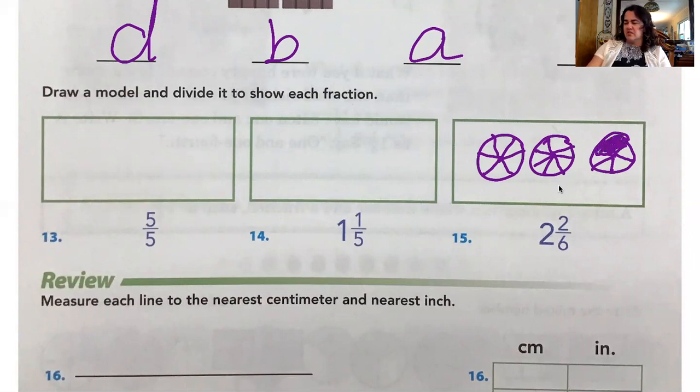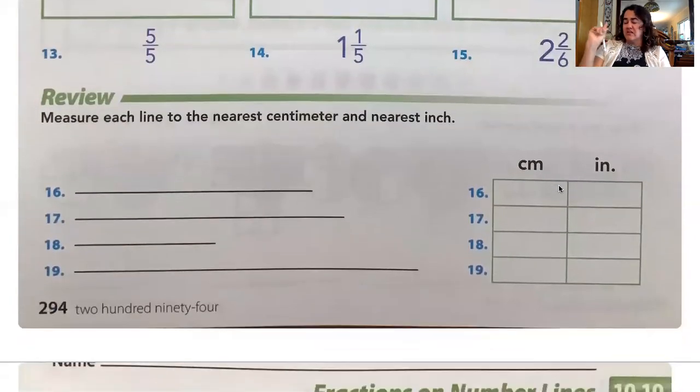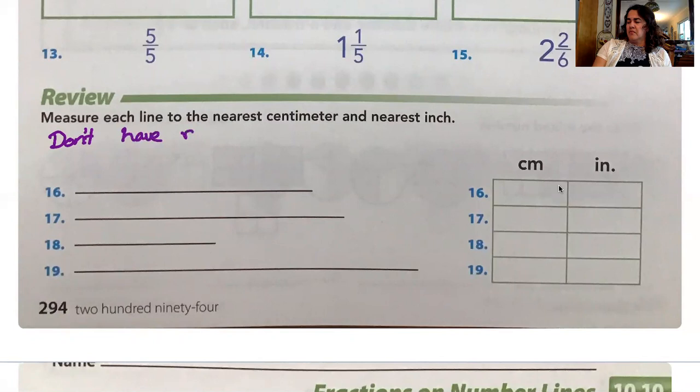Okay, so do the best you can on your drawings. And then I want you to measure each line to the nearest centimeter and nearest inch. Friends, if you don't have a ruler, then I want you to write here and I want you to say don't have ruler. Okay, alrighty, friends. I want you to do the best you can.